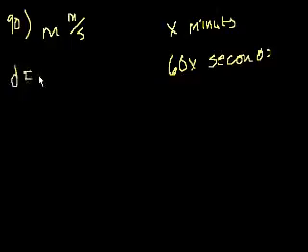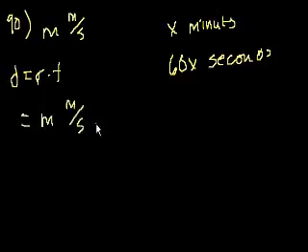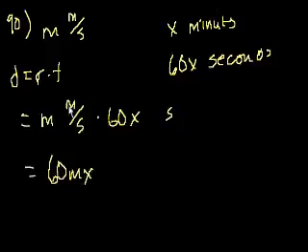And distance is equal to rate times time. Hopefully that's a little bit of intuition for you now. The rate is equal to m meters per second, and he's traveling for 60x seconds. So you get m times 60x, which is 60mx, and seconds times meters per second is meters. So 60mx meters. How many meters does a cyclist travel in x minutes? X minutes is 60x seconds. At the rate, how many meters does a cyclist travel? Right, rate times time.